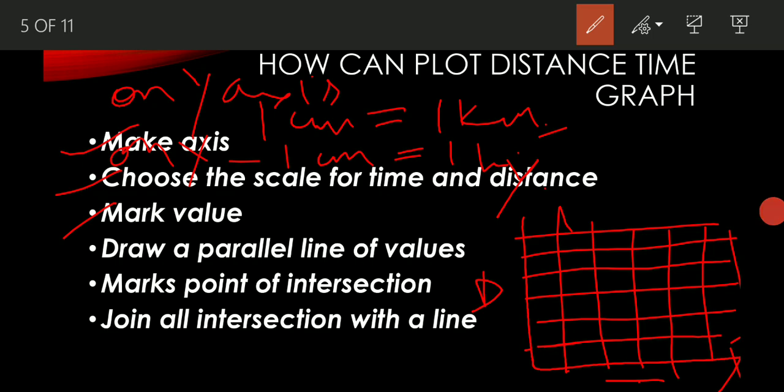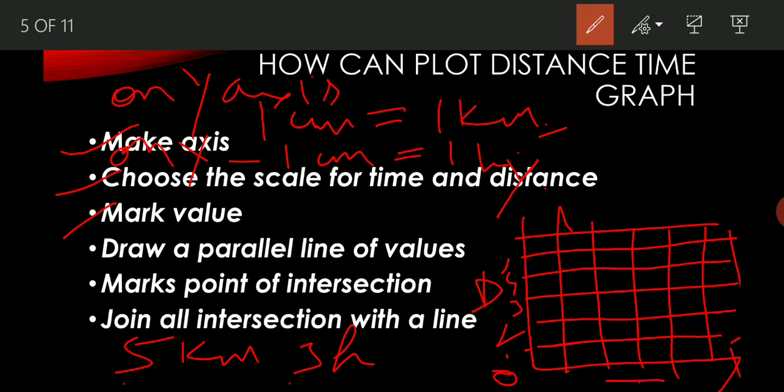You have to mark the values that are given in the question. Suppose it is given in the question that a vehicle travels 5 kilometers in 3 hours. Clear? So here time is given and distance is also given. First of all, you have to mark the values. It always starts from 0. Then you can write here 1, 2, 3, 4, 5 and 6. In the same way 1, 2, 3, 4, 5.